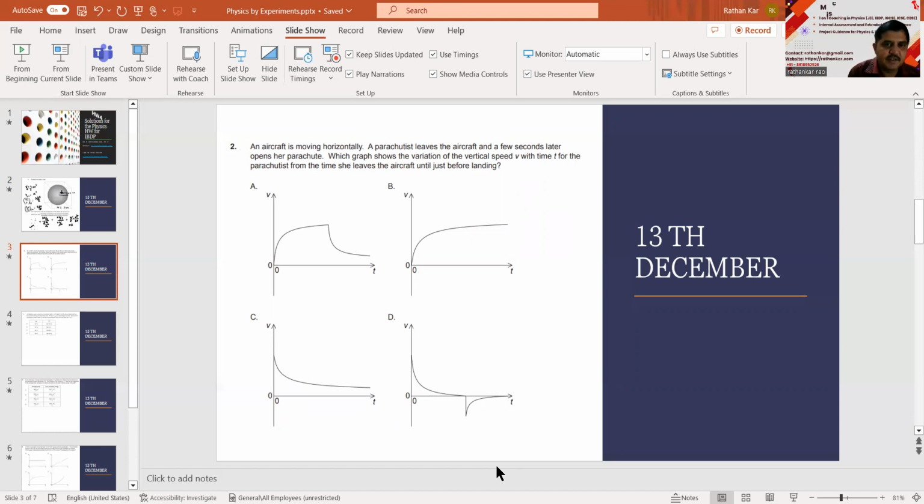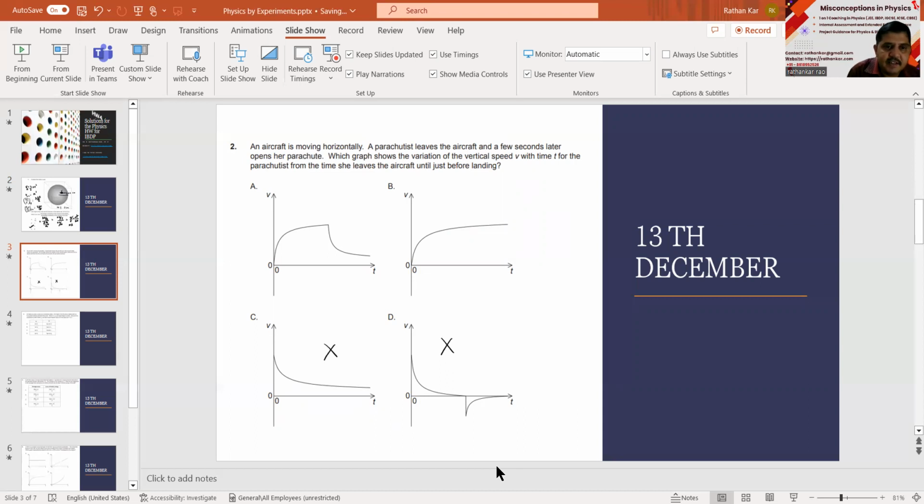The moment she falls, because of gravity, her vertical speed will increase. See, it is increasing here, it's increasing here, but here it is decreasing. Can that happen? No, it cannot happen. So C and D are incorrect. Now let us look at A and B.